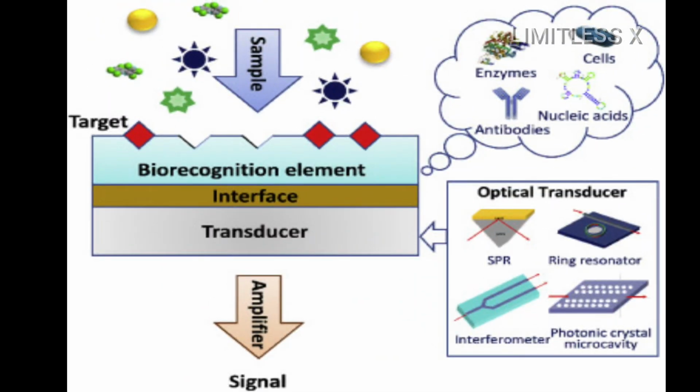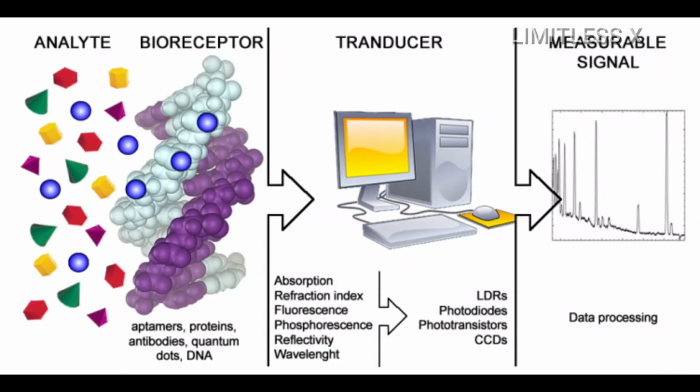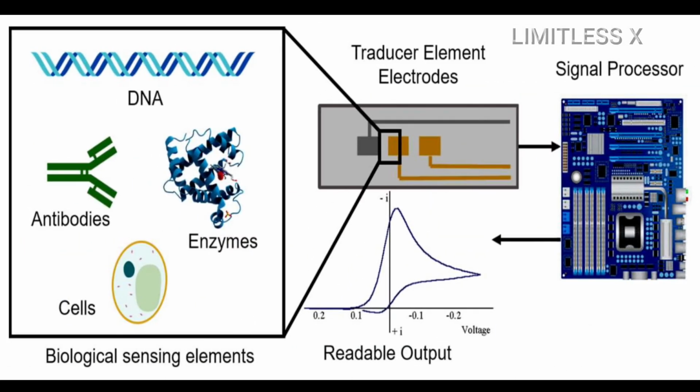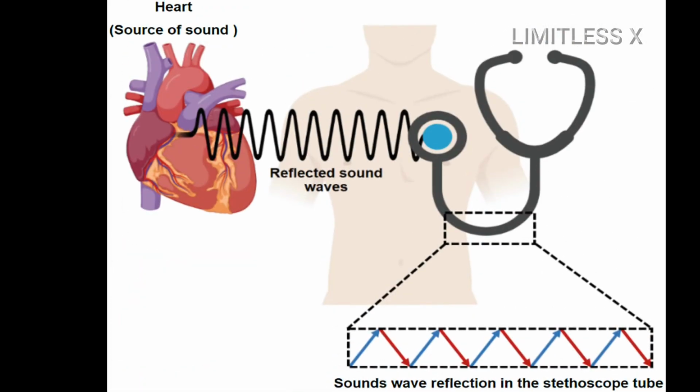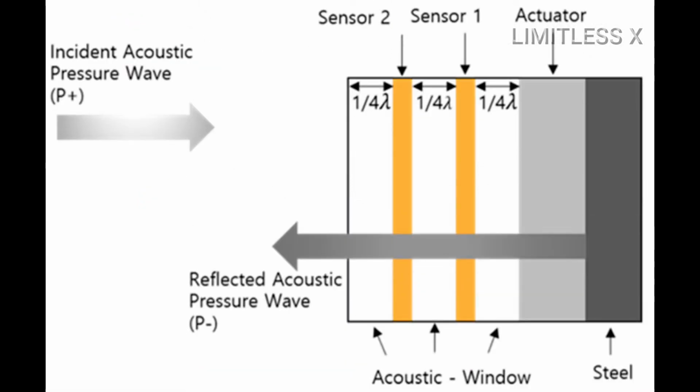They are non-electrical in nature, and the measurements are based on the changes in the refractive index. Electrochemical biosensors are electrical in nature, where the sensing molecule or the recognition element will interact with the sample analyte. The electrical signal produced is often proportional to the concentration of the analyte. Mass-based biosensors are electrical biosensors where the electrical signals produced are proportional to the mechanical or acoustic, that means sound, vibrations of the sensing molecules.